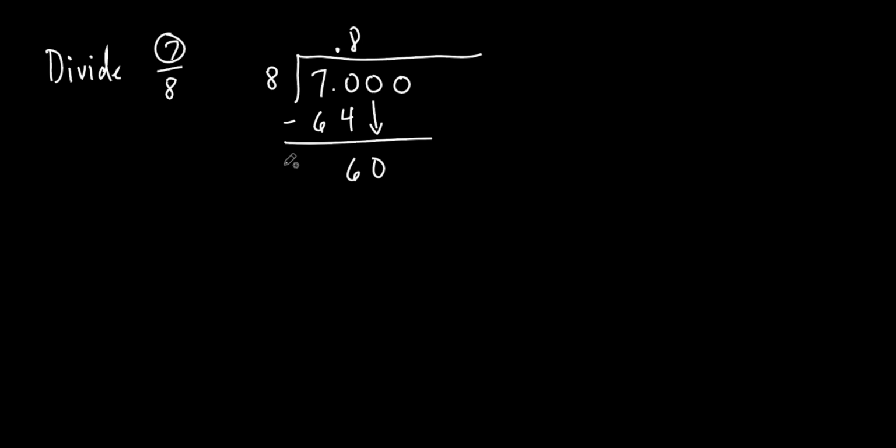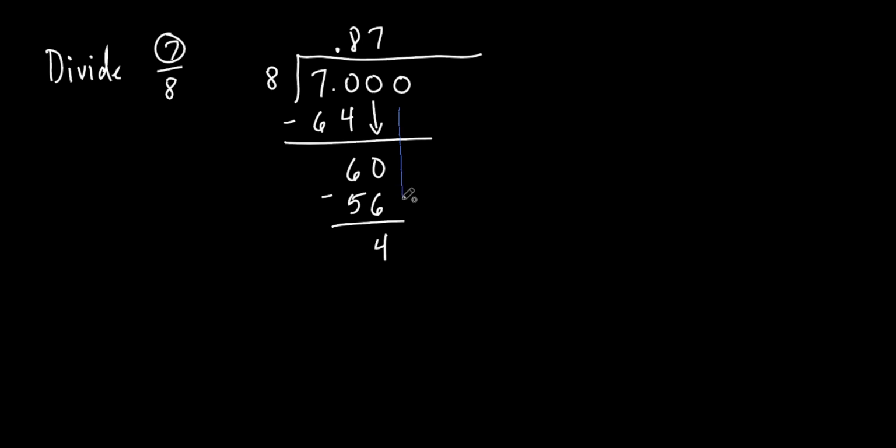7 times, right? 8 times 7 is 56, right? 8 times 8 is 64. That's too big, right? So we use the 7. Put the 7 right there. We multiply now. So 7 times 8 is 56. We subtract the 56, and then we actually do the subtraction, which gives you a 4.